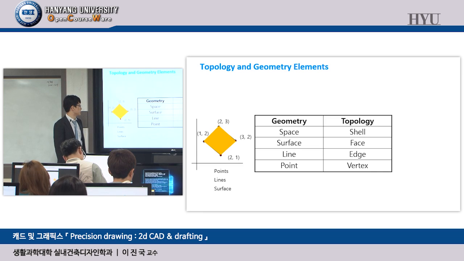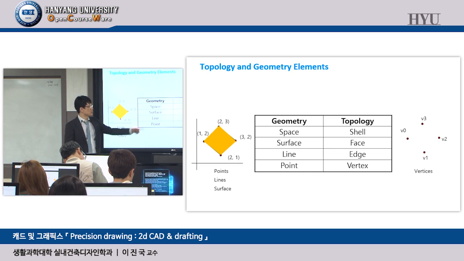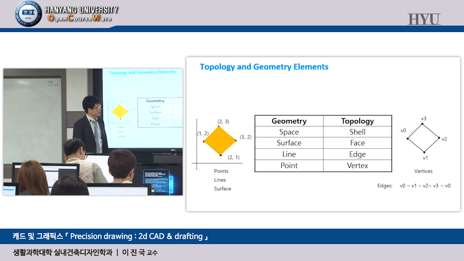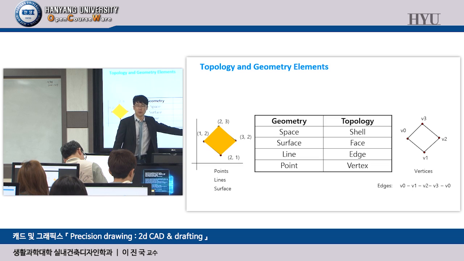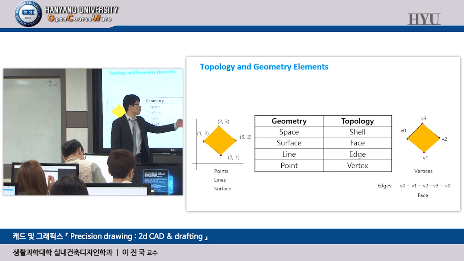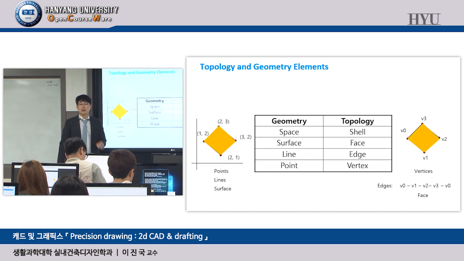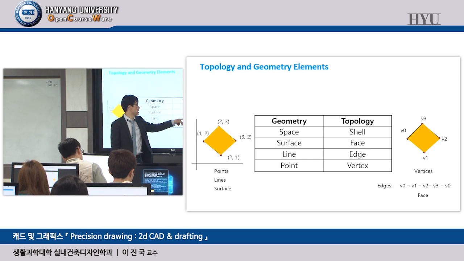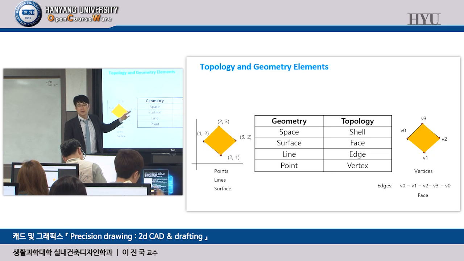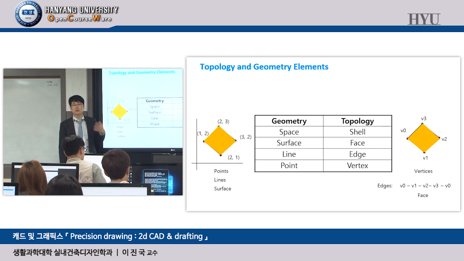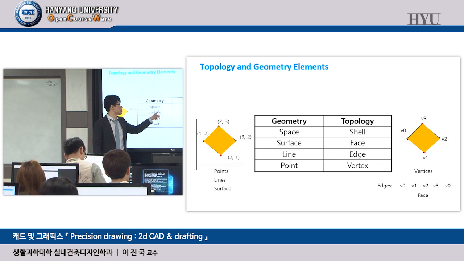This is geometry. How about this one, topology? Vertices and their connections as edges, okay, and one single face. That is the definition of point, line, surface and vertex, edge, face. How about 3D? So far, this one is 2D, okay? How to create 3D for making space or shell?